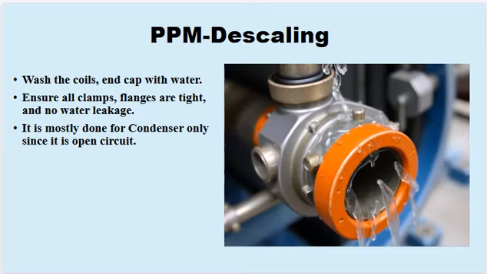Here we're learning three crucial steps in the descaling process. First, we wash the coils and end cap with water, just like rinsing dishes before putting them in the dishwasher. Then, we need to ensure all clamps and flanges, like the joints that hold everything together, are tight. Imagine checking that all the lids on your containers are properly sealed. Finally, we learn that this is mainly done for the condenser because it's an open circuit, meaning it's exposed to the outside environment, like an open air cooling system.